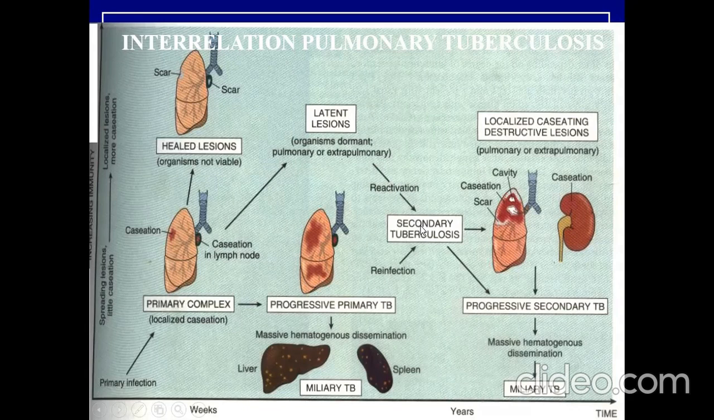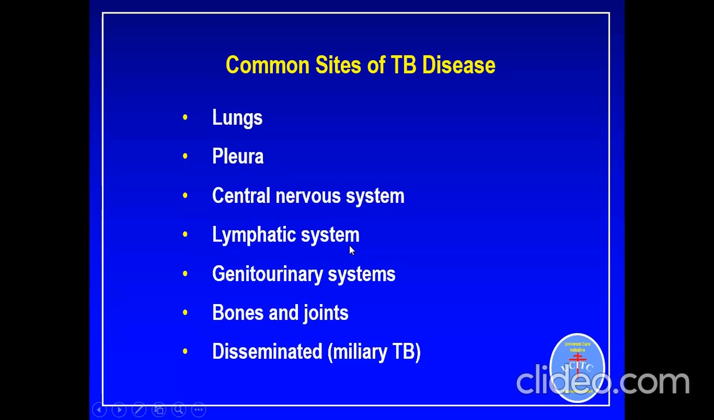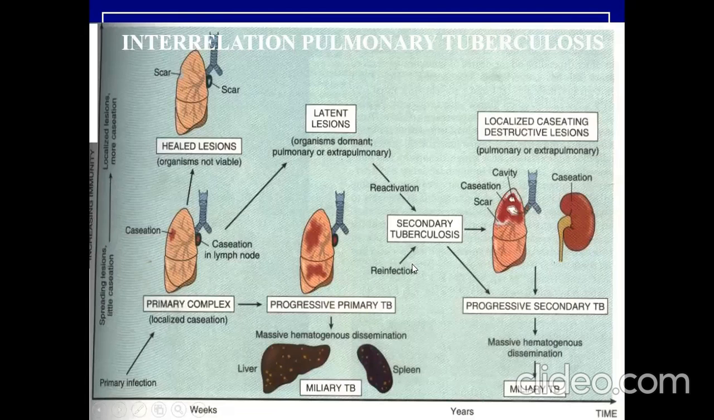Normally, it occurs in the lungs. So this is reactivation. And if the person is exposed to tuberculosis and acquires a fresh infection from the environment, and his immunity is low, he suffers from what is known as secondary tuberculosis. The most common form is pulmonary tuberculosis. Around 80% of people with secondary tuberculosis have pulmonary tuberculosis.